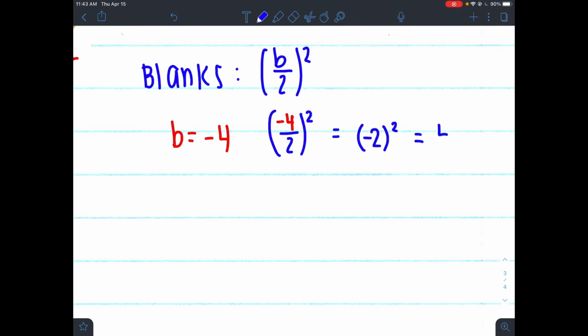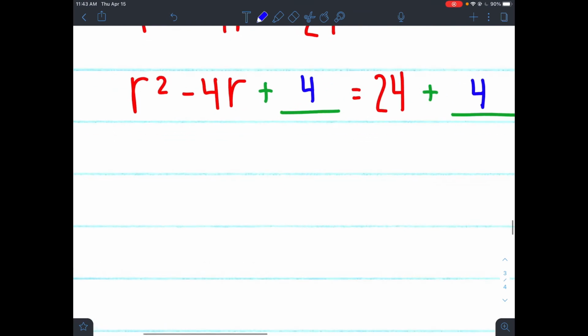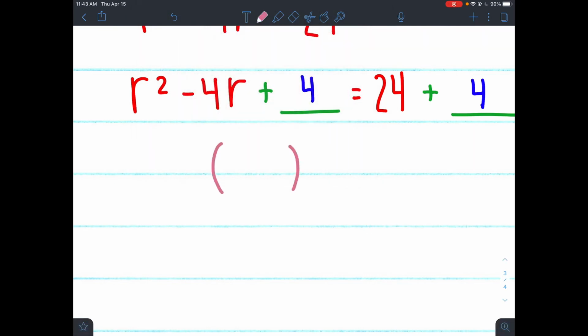But -2 squared is +4. So the number that's going to go in our blanks is +4. All right. Remember, the next step after you fill in the blanks is you factor the left, simplify the right. So remember, when we factor, we know it's going to be parentheses squared.